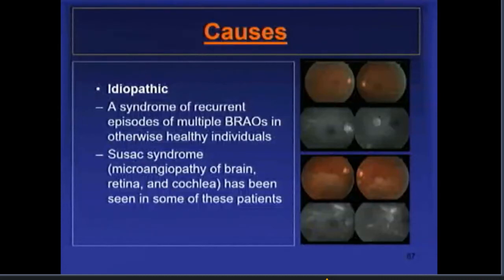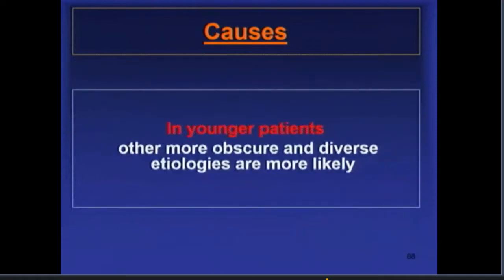Certain cases where we don't have a systemic association, we call idiopathic, representing a syndrome of recurrent episodes of multiple branch retinal artery occlusion in otherwise healthy people. An example of that is Susac syndrome, which represents microangiopathy of the brain, retina, and cochlea, and has been seen in some of these patients. So this is one of the etiologies.